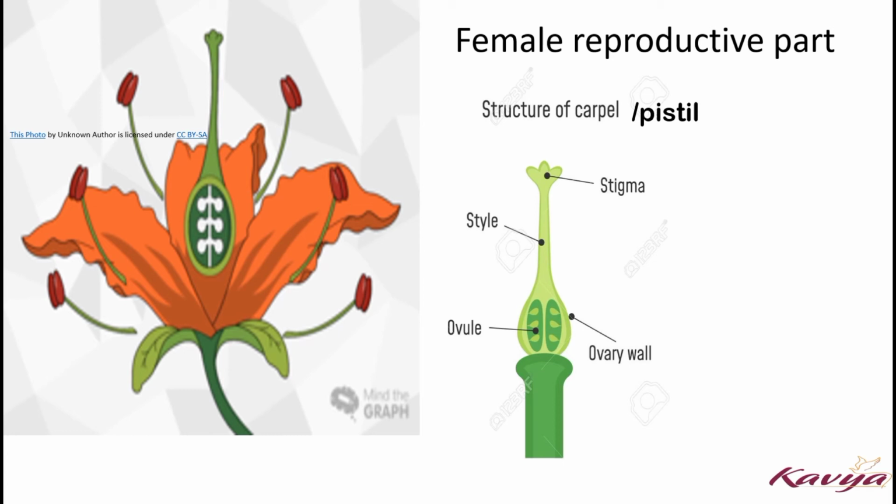The carpel is a female reproductive part of the flower. Let us see the structure of the carpel and pistil in detail. Now look here. This is the base of the pistil, which is called the ovary. Then the short tube-like structure is called the style, and at the top of the style there is a hat-like structure called the stigma. So now we know the carpel or pistil is a female reproductive part and it consists of the ovary, style and stigma.